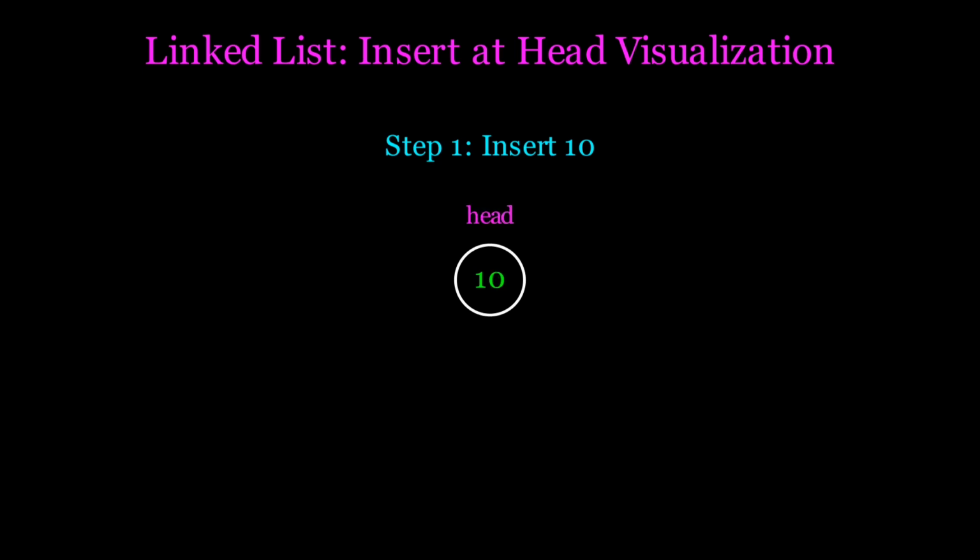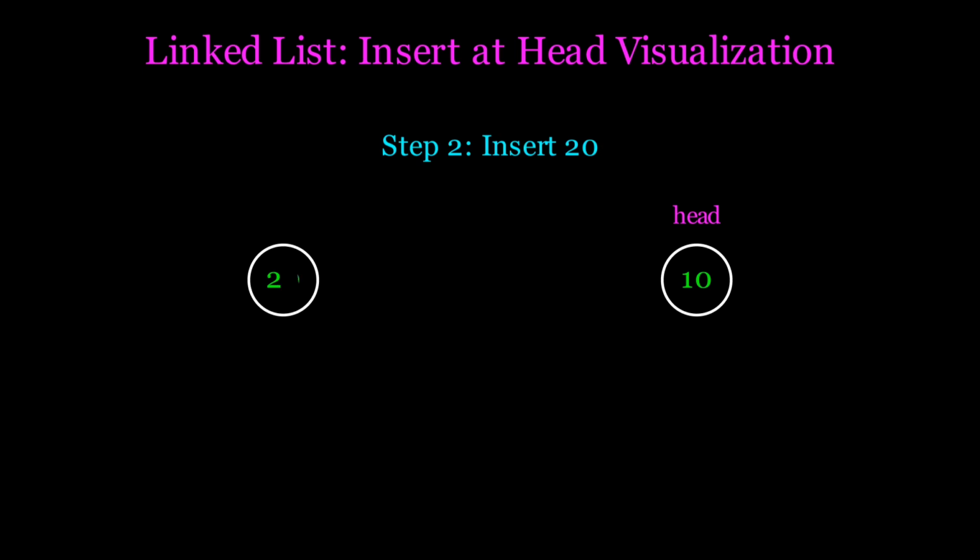Here is our empty list. The head pointer is currently pointing to None. In the first step, we insert the value 10. Since the list was empty, this node becomes the head of the list.